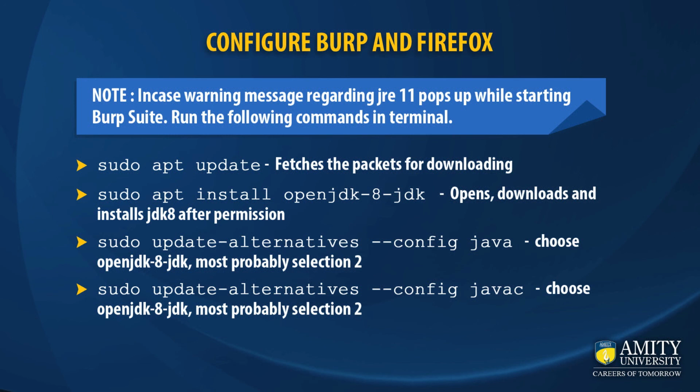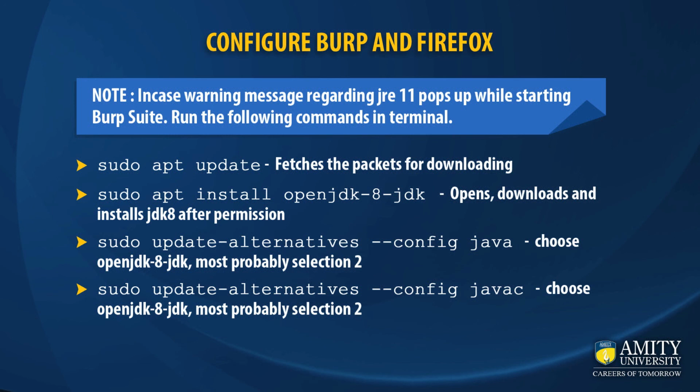After JDK 8 is installed, next thing, as I said, we have to configure so that every application uses JDK 8. For that, the command is sudo update-alternatives --config java. Now when you type in this, it will pop up a selection where you would have to select the option which is related to OpenJDK 8. Most probably that would be option number 2.